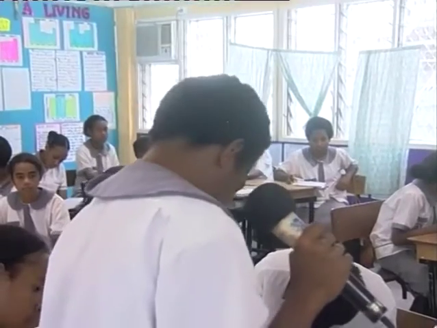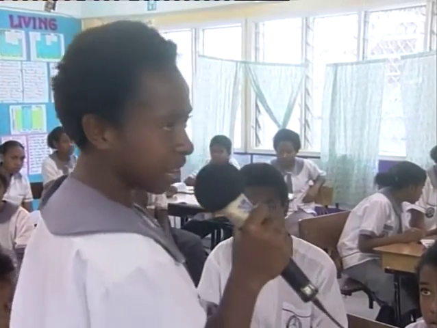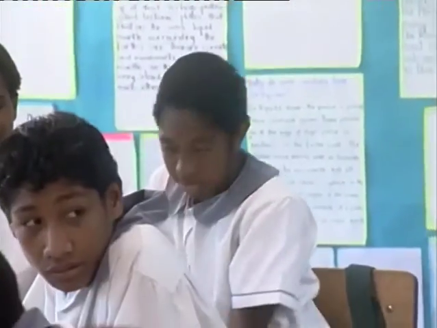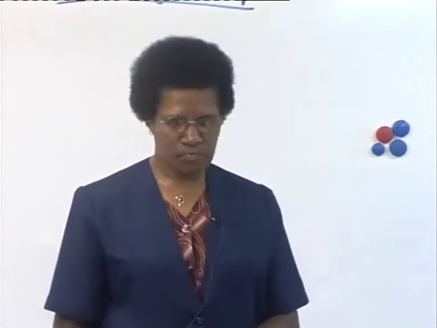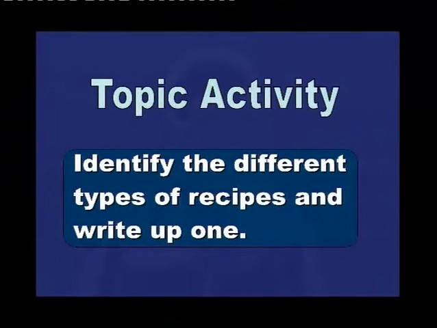Availability of resources and flexibility. And Krista, the last one. Sequence the activities of the happening. Just tell us what our topic activity is. Identify the different types of recipes and write up one. Very good. Identify the different types of recipes.